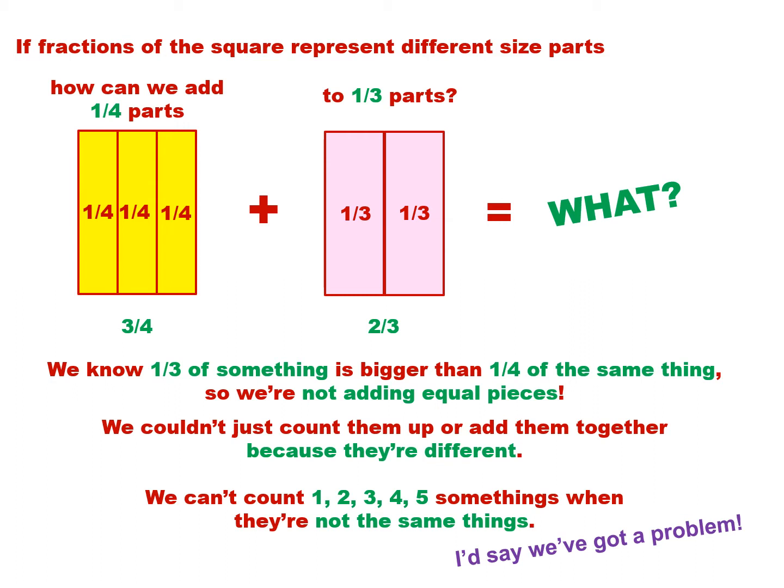We know 1/3 of something is bigger than 1/4 of the same thing, so we're not adding equal pieces. We couldn't just count them up or add them together. They're different. We can't count 1, 2, 3, 4, 5 somethings when they're not the same thing.